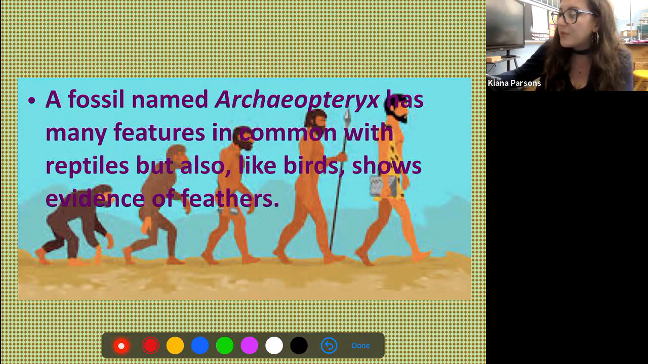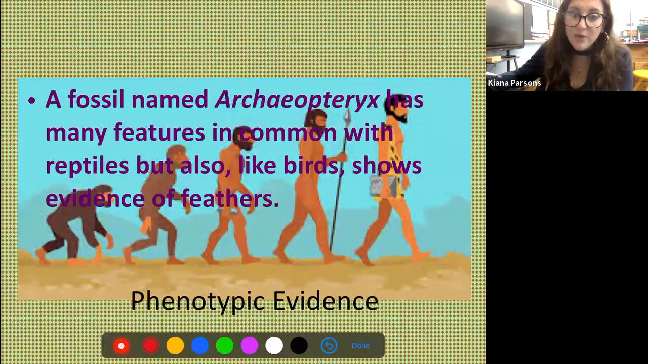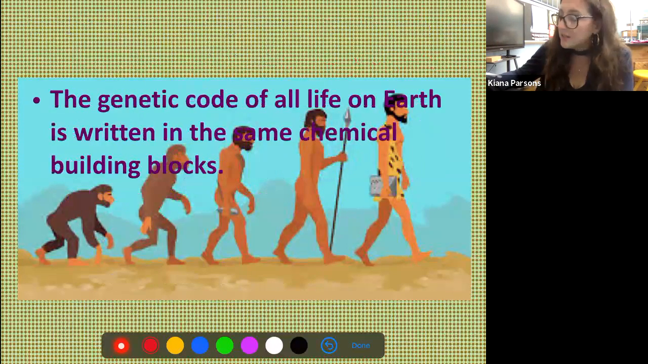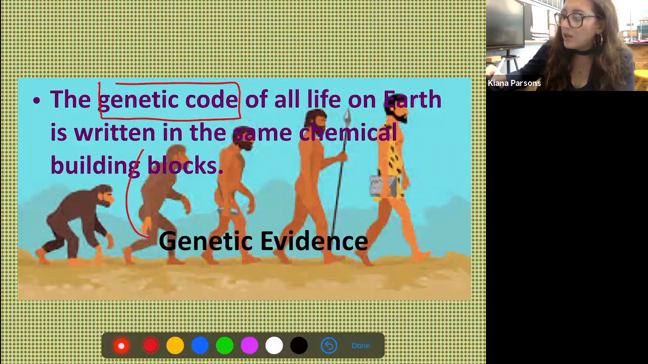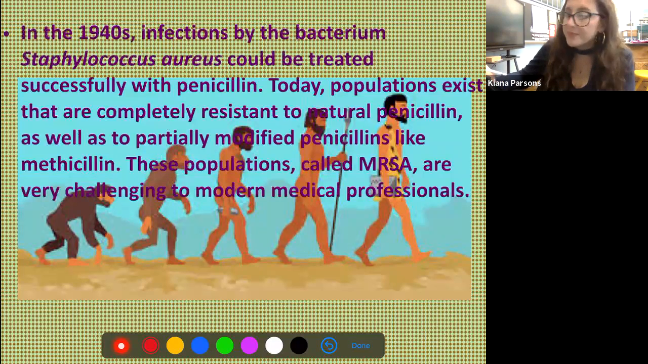A fossil named Archaeopteryx has many features in common with reptiles, but also, like birds, shows evidence of feathers. So this is phenotypic evidence. The genetic code of all life on Earth is written in the same chemical building blocks, genetic evidence. Right, so all the life on Earth has the same genetic code, genetic evidence for evolution.